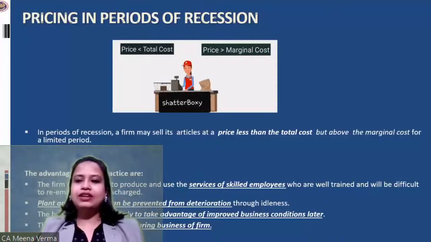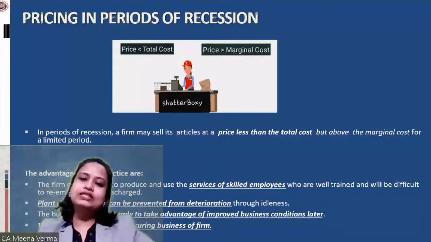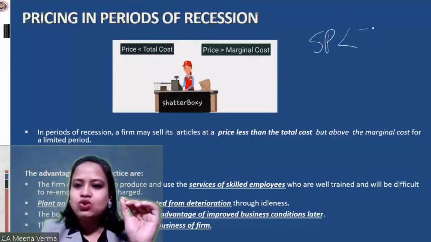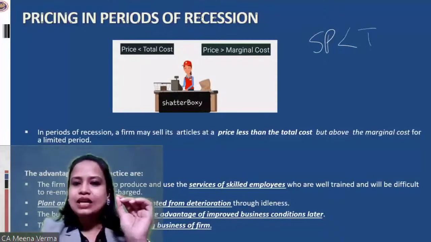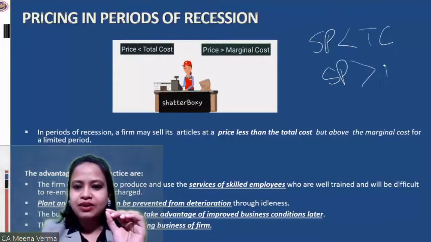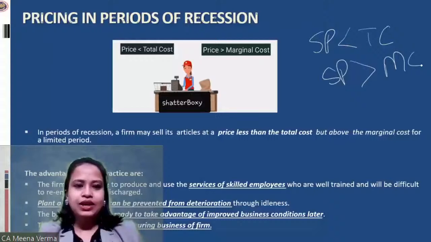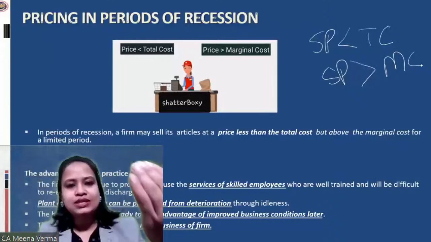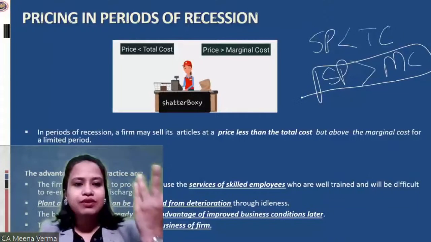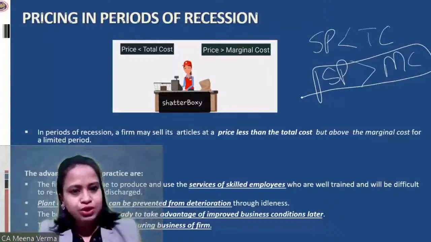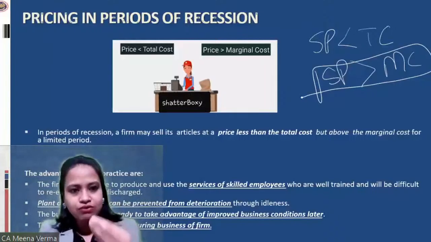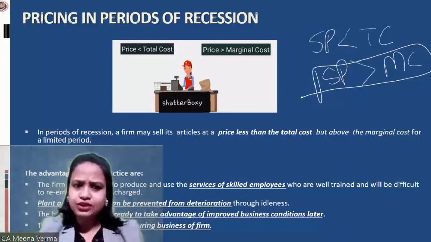They are saying that if there is a recession in the market, in such case, you should charge a selling price less than the total cost, but a selling price greater than marginal cost, that is, greater than variable cost. Remember, why selling price greater than marginal cost? Because if the selling price is not even greater than marginal cost, then it is of no use to produce and sell the goods in the market.